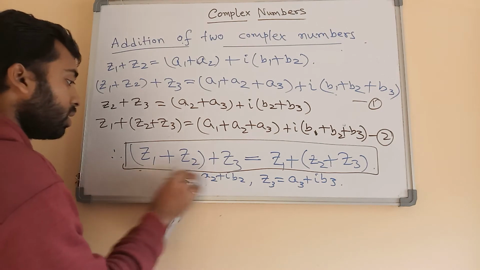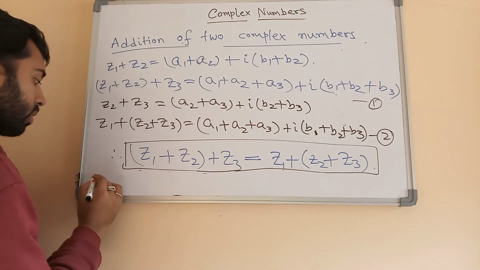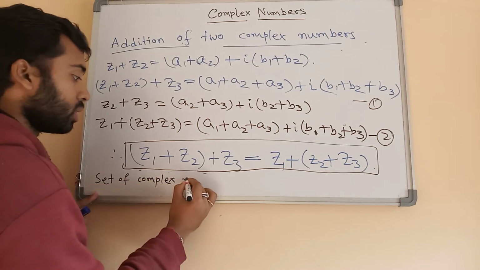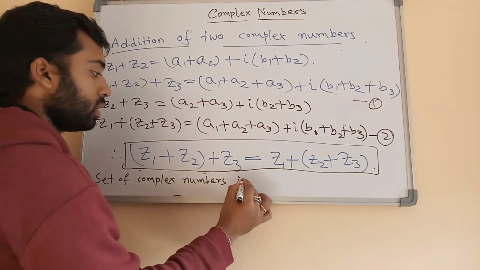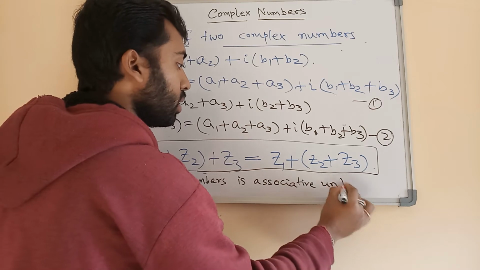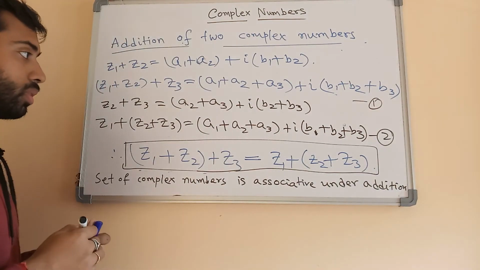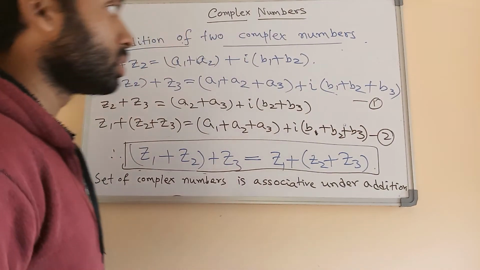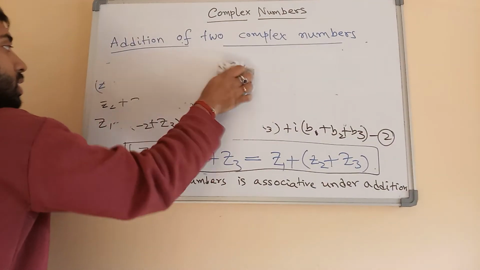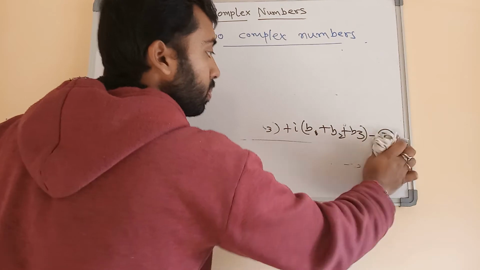So we can conclude from this equality that the set of complex numbers is associative under addition. Okay. The next property I am going to discuss is commutativity. That means I will show the set of complex numbers is commutative under the operation addition.